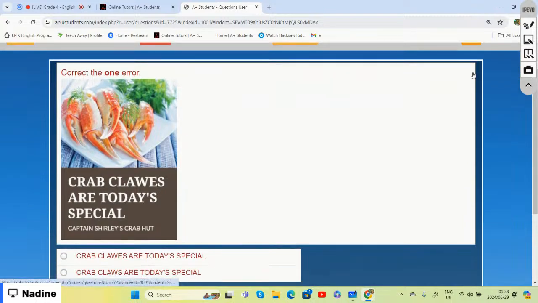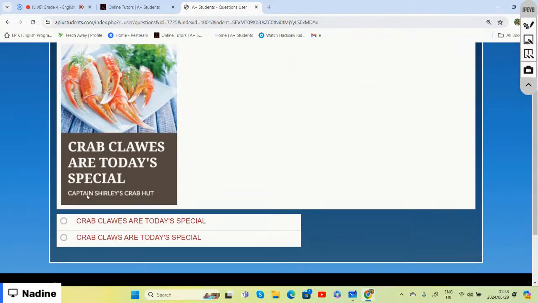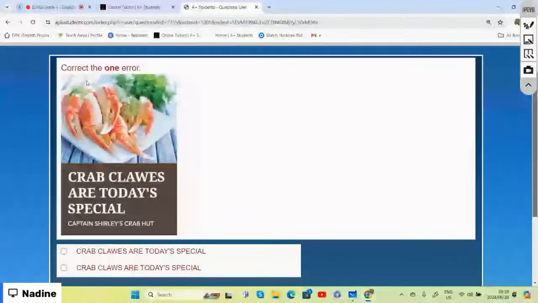All right, the next one says crab claws are today's special. We need to correct the one error by choosing the correct sign. Is it option one, crab claws are today's special? Or option two, crab claws are today's special? Look at the specific wording and then you're going to have to correct the error.